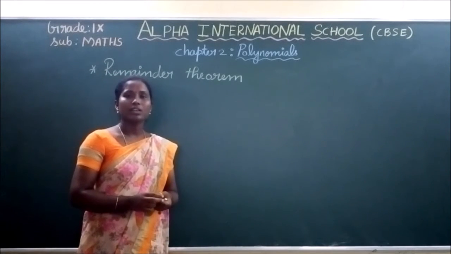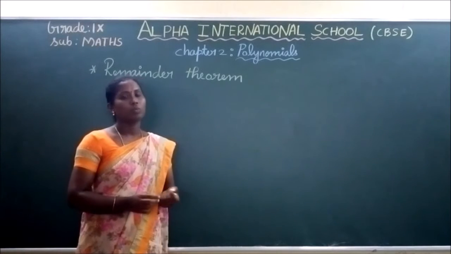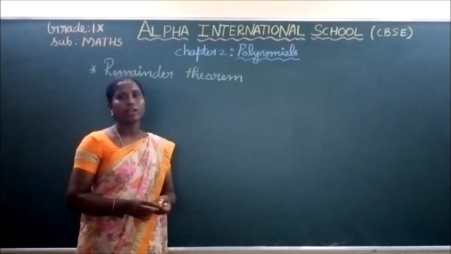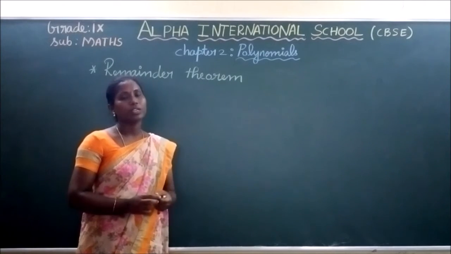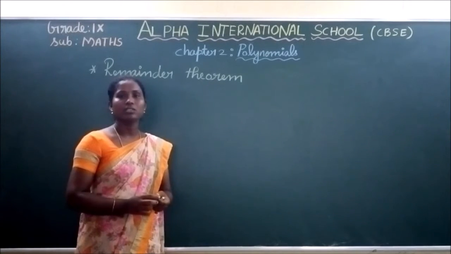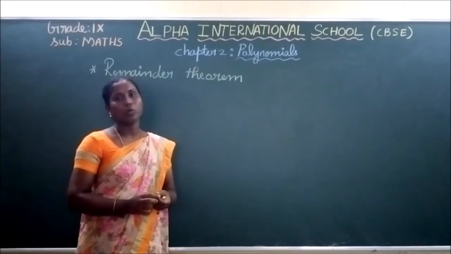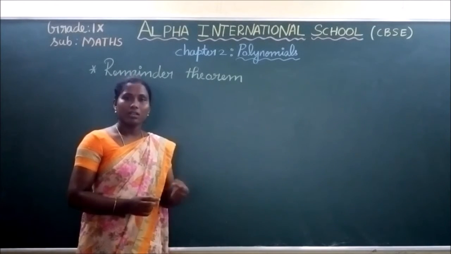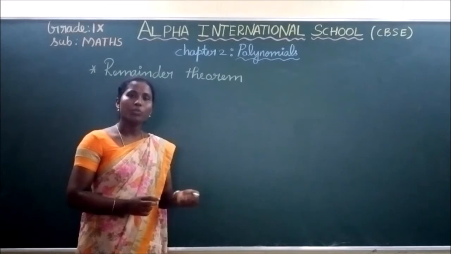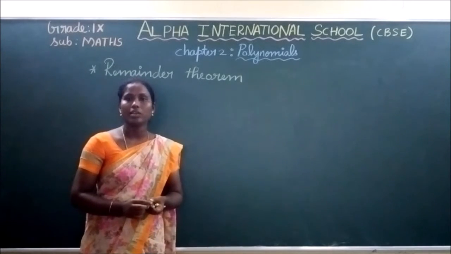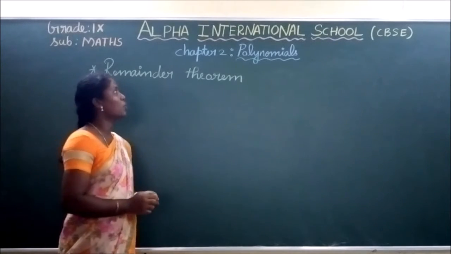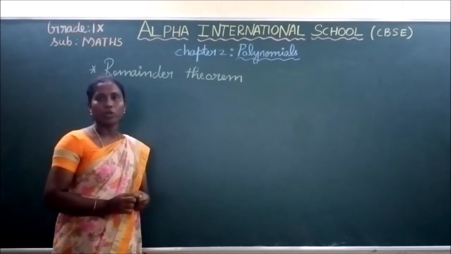In the previous class, we discussed what a polynomial is, one variable, and the types of polynomials based on their terms and degree. We also discussed how to find the zero of a linear polynomial, and if a number is given, how to verify whether it is a zero of a linear polynomial or not. Now we are going to discuss the remainder theorem for polynomials.